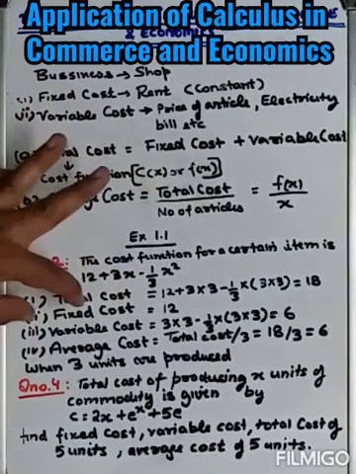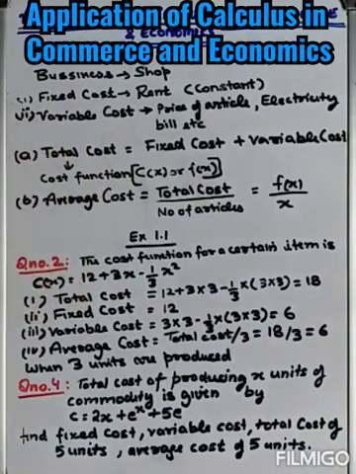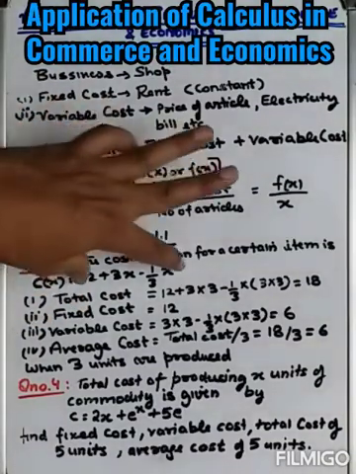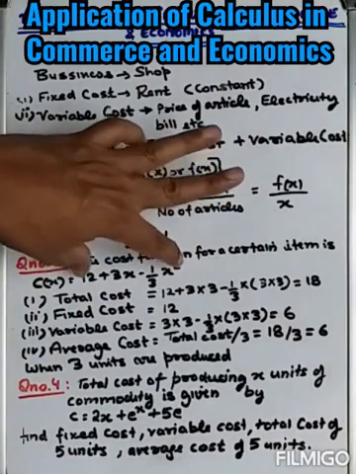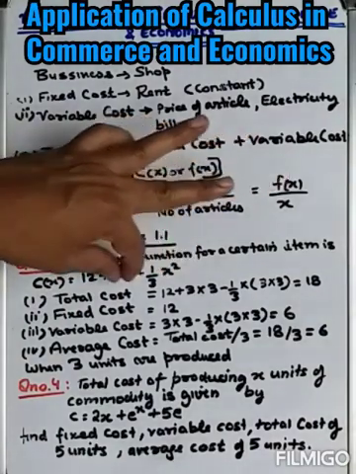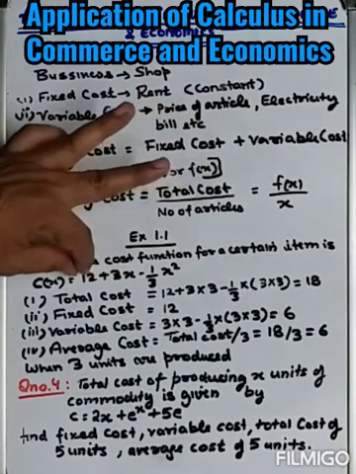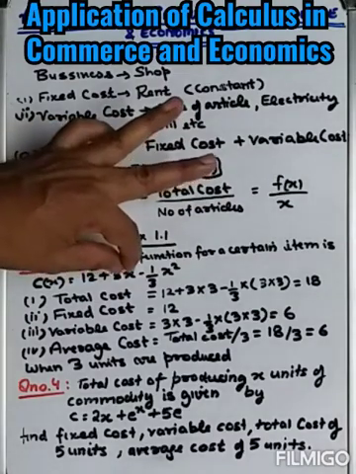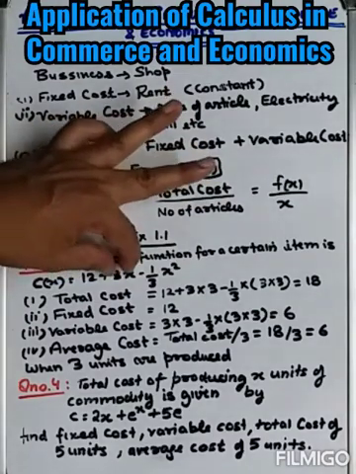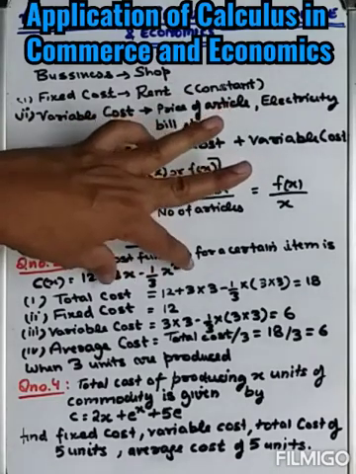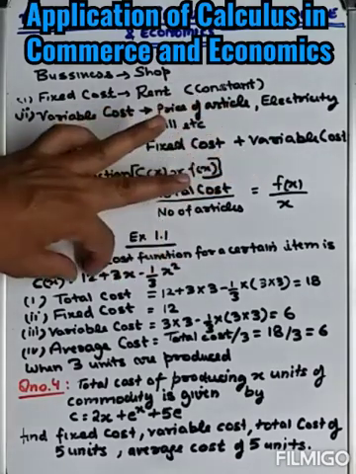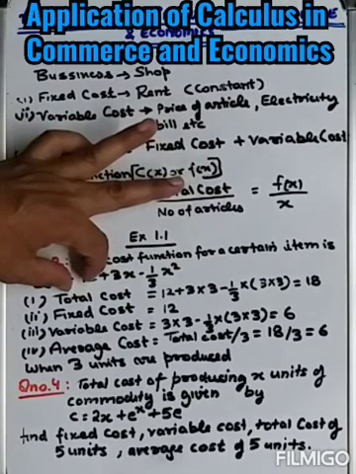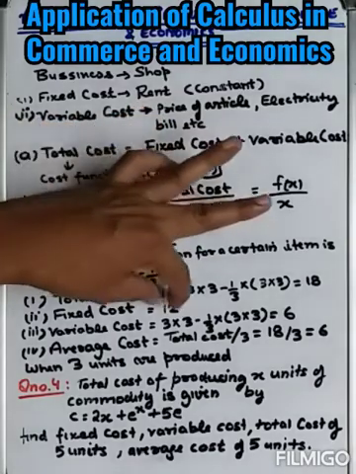Fixed cost. What is fixed cost? It does not depend on the number of articles. So in whatever equation is given to you, see in which term x is not there, because x denotes the number of articles. The term that carries x will be the variable cost, and this is the fixed cost, which doesn't have any value of x. So 12 is the fixed cost.